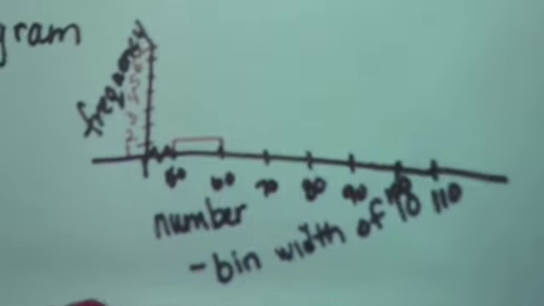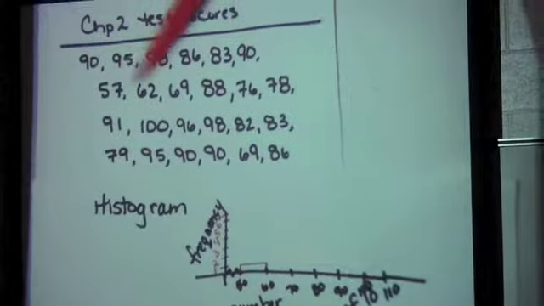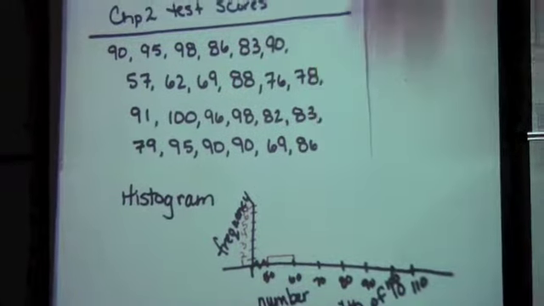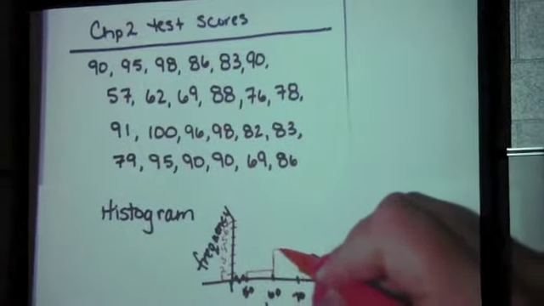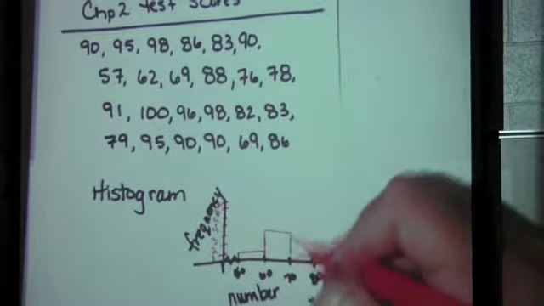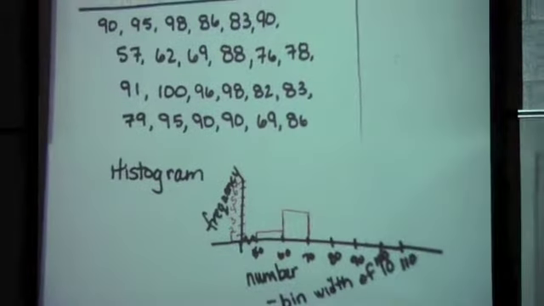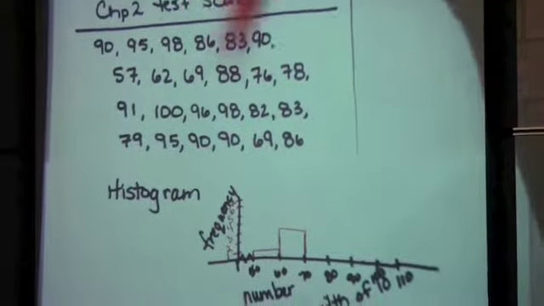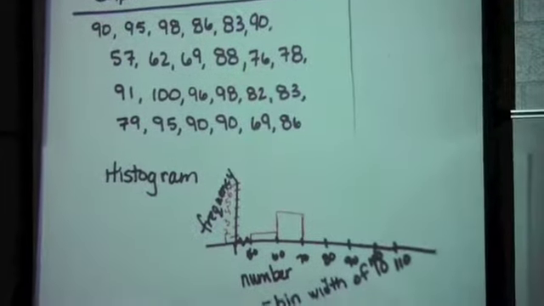How many numbers fall in the 60s? If we look across our list here, there's none in the first row. We got 2 in the second row, 1 in the fourth row. So we go up to 3. And our next bin would be 3 high. In the 70s, I have none in my first row, 2 in my second row, 1 in my last row. So that would be a 3 again, right?